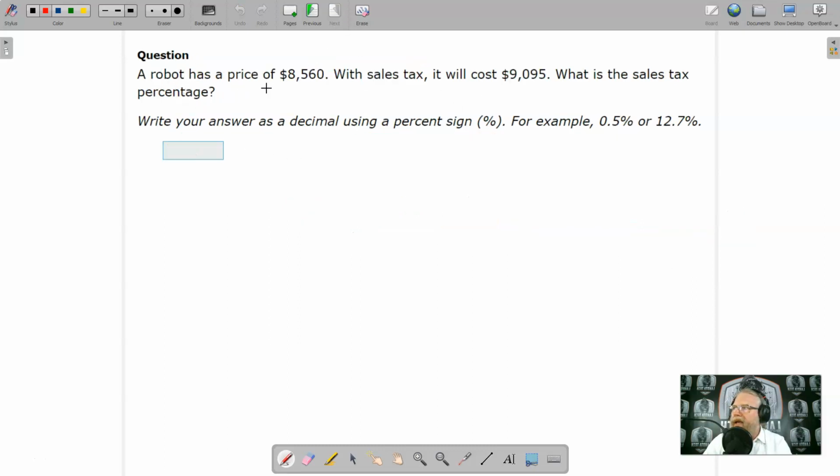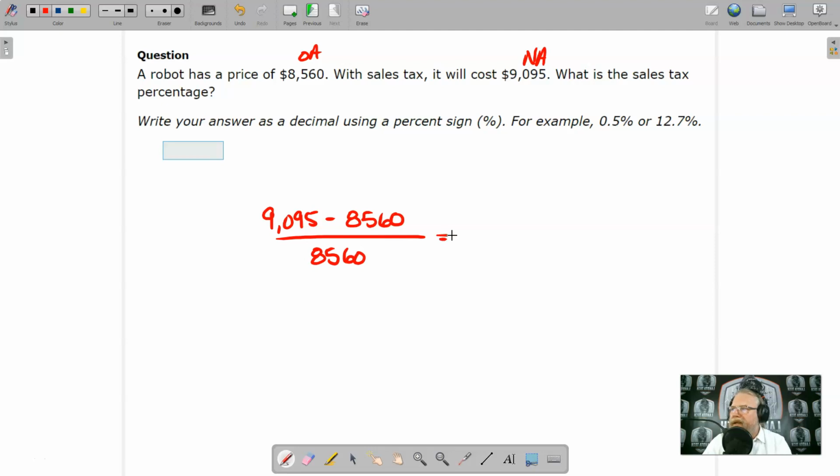Final question. A robot has a price of $8,560. With sales tax, it will cost $9,095. What is the sales tax percentage? So our original amount is here. Once we add the sales tax, we get the new amount. In order to get a positive value, we take the greater number, 9,095, and subtract the lesser value, which is 8,560, and all that over the original amount, which is 8,560.